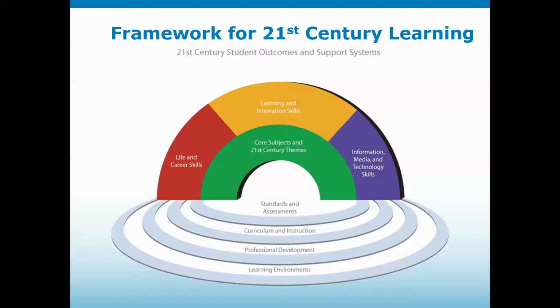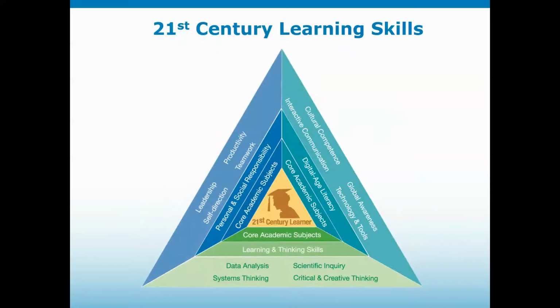So you've seen this before, the framework for 21st century learning and what we want for kids. I also found this graphic, which I really liked, supporting that 21st century learner. It's that triangle of personal and social responsibility, digital age literacy, because that's where we're going to get all our information from, and learning and thinking skills.